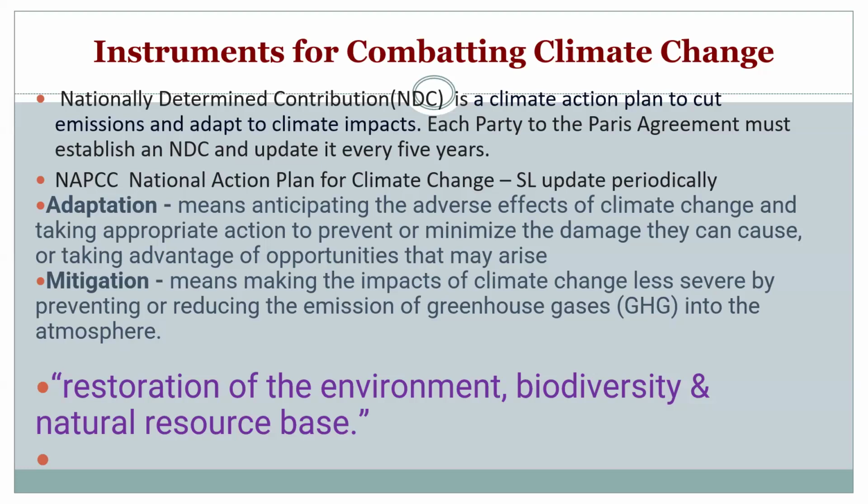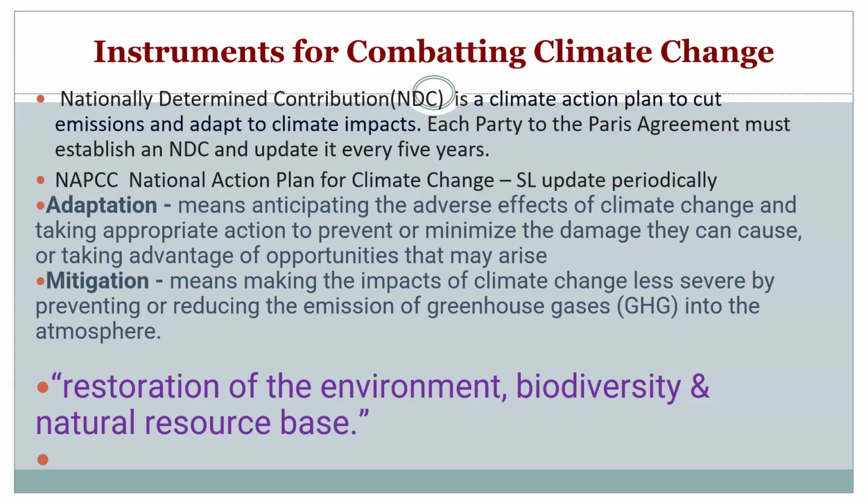For example, reservoirs. We have a series of reservoirs. We can use reservoirs to mitigate floods. So that is adaptation, and ask people to evacuate vulnerable areas for landslides and floods. That is adaptation. Mitigation means making impact of climate change less severe by preventing or reducing emission of greenhouse gases into the atmosphere, and also expanding forest cover. Mitigation.